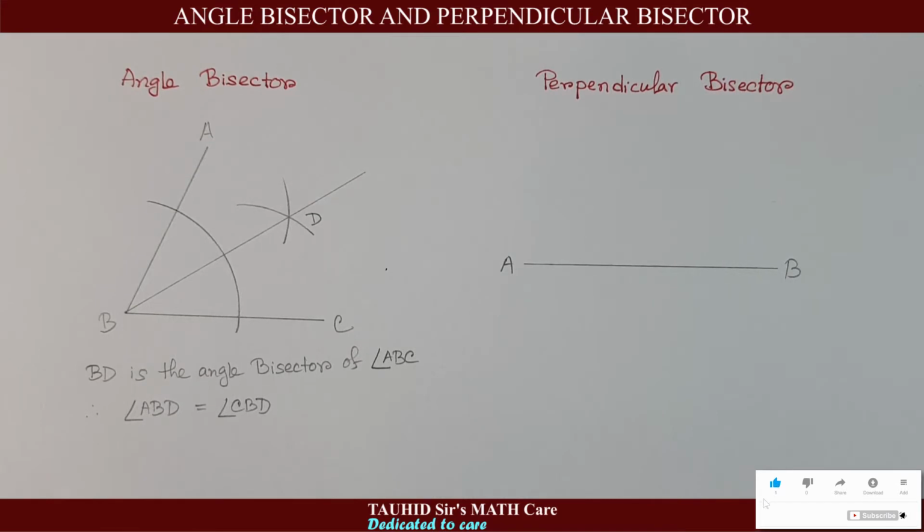Now we will learn how to draw a perpendicular bisector. You are given a line segment AB. You need to draw the perpendicular bisector of it. That means we need to draw a straight line which will bisect AB and which will be perpendicular on AB.